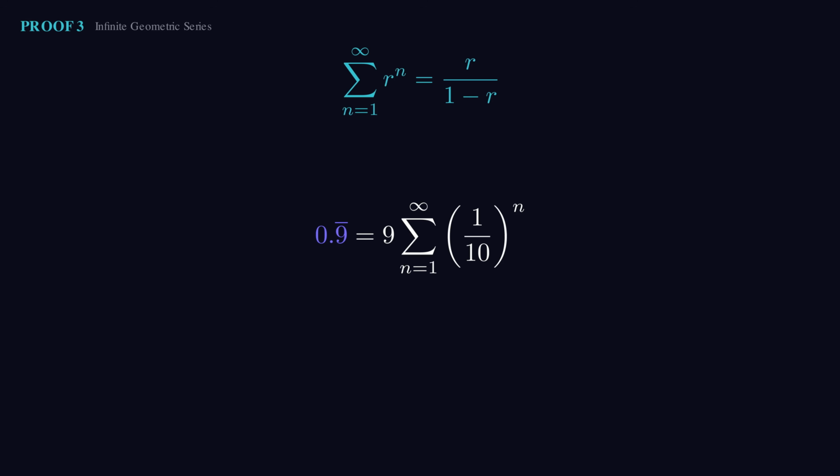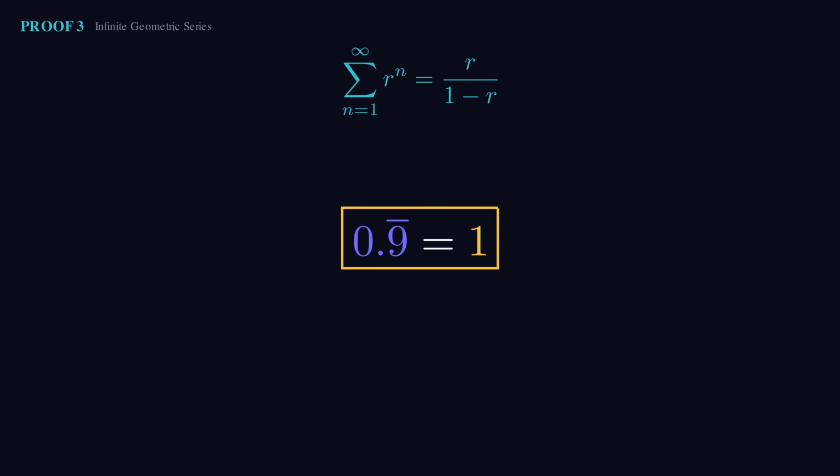Our first term is 9/10, and our ratio is 1/10. 1/10 is definitely less than 1, so the formula applies. Plugging in, 9 times 1/10 in the numerator, 1 minus 1/10 in the denominator. 9/10 divided by 9/10 equals 1. The infinite sum converges perfectly to 1. No rounding, no approximation. The series lands exactly on 1.